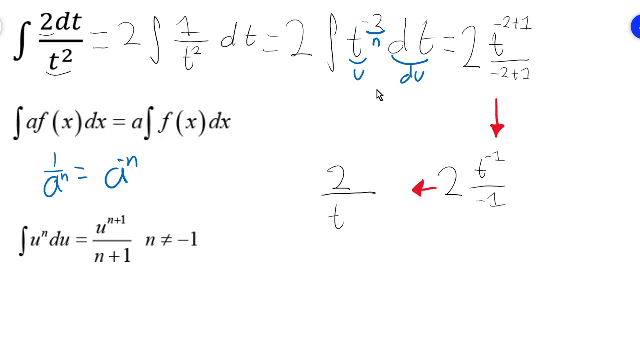And this minus 1, what are we going to do with it? Well, it would be multiplying the t, and it would obviously divide everything. So we would put the minus sign over here. And this would be the final result: minus 2 divided by t plus c. Don't forget the constant. So this is the result.